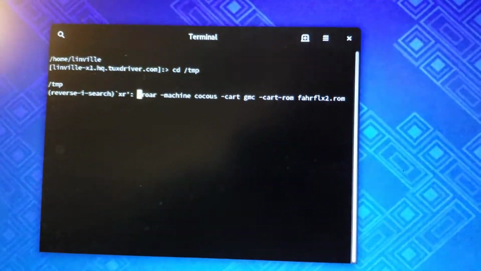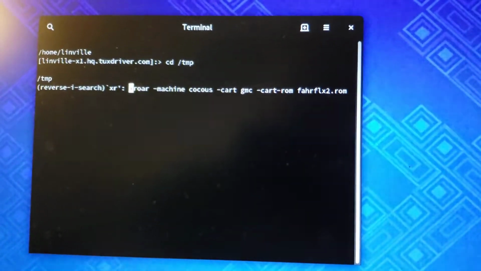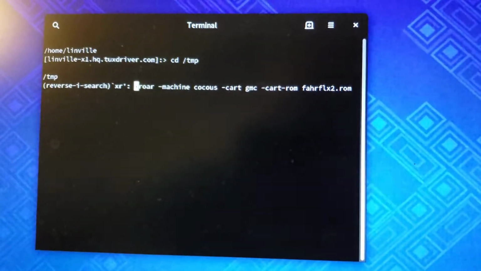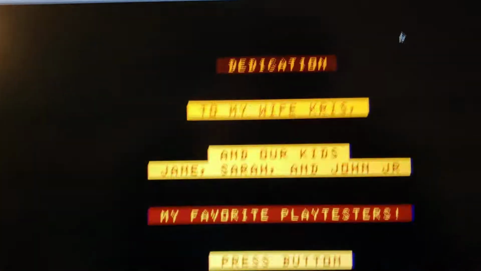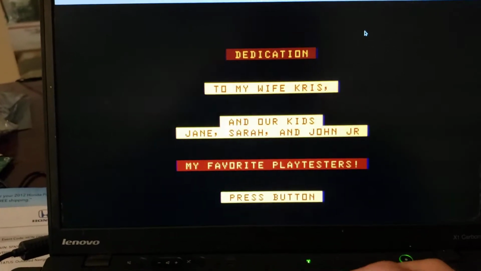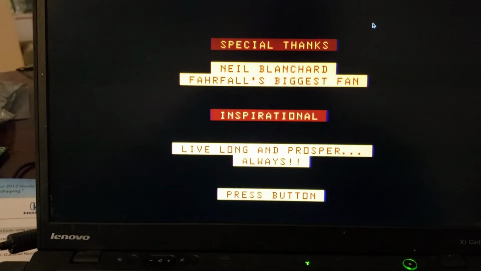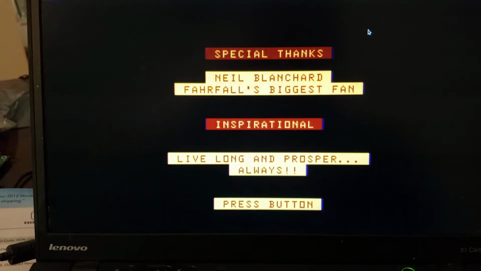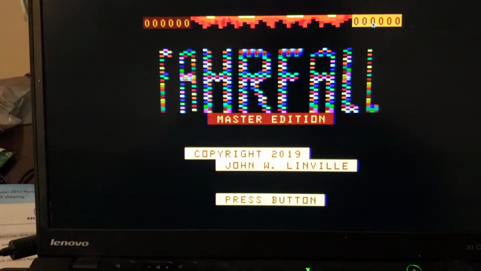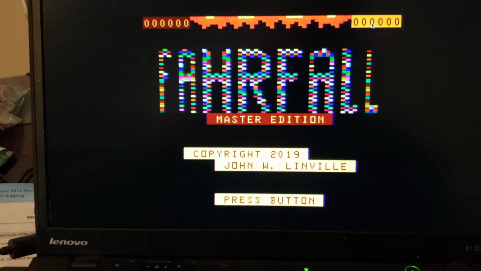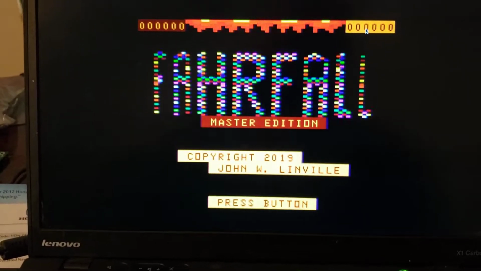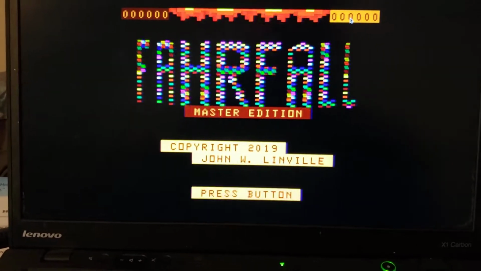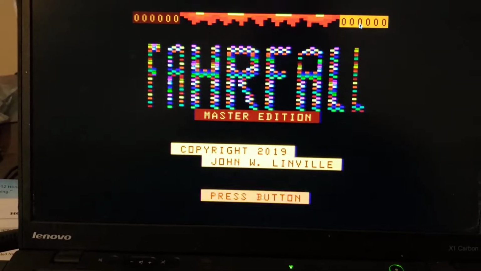Anyway, check this out. Here we're starting XRoar with the GMC emulated and a different ROM. I'm going to maximize the emulation. This is Farfall, and these are the dedication screens. But as this one starts to go away, listen. Now, obviously, if you're a fan of Farfall, you know that's not what it normally plays at that point. So, I've been using some of this.